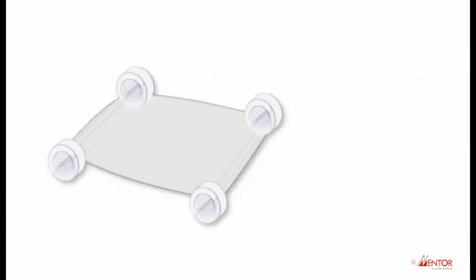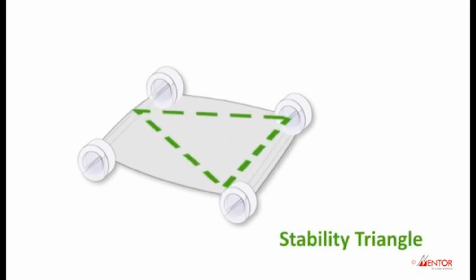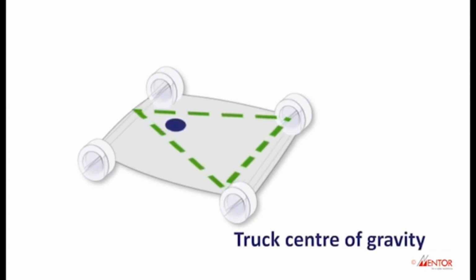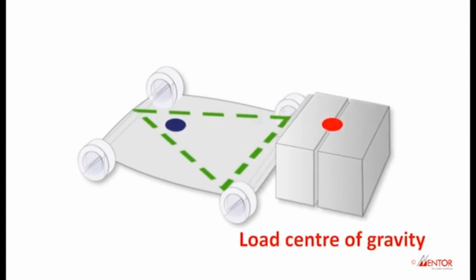Now let's work through the basics of what could make a forklift unstable. To do this, we need to understand what is generally termed the stability triangle. The stability triangle is a line drawn between the 2 front wheels and the rear axle. When the lift truck is not carrying a load, the centre of gravity is to the rear of the lift truck, as shown in this example. A load has its own centre of gravity, also shown in this example.